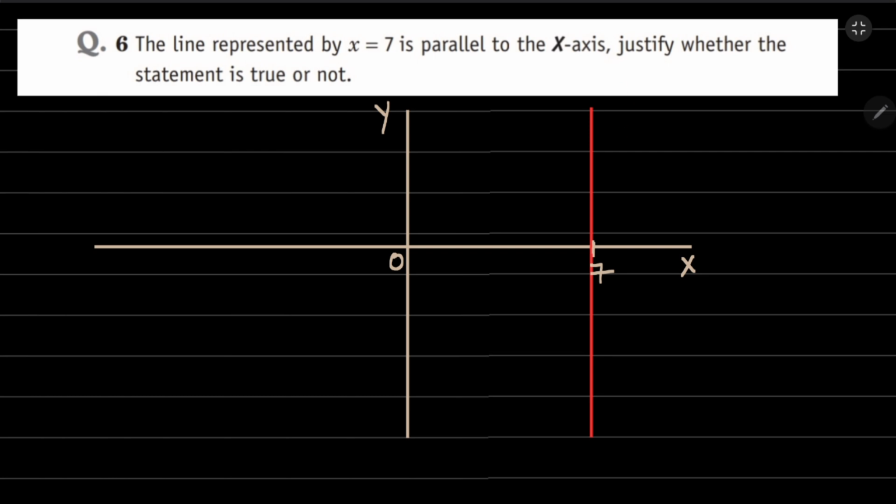Always this is your x equal to 7. This will be parallel to y-axis. It is always parallel to y-axis. So is the given statement true or false? Therefore, the given statement, that is the line x equal to 7 is parallel to x-axis. No, it is perpendicular to x-axis. It's parallel to y-axis. The given statement is false.